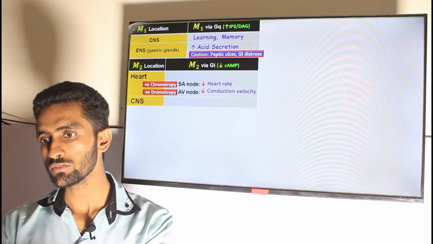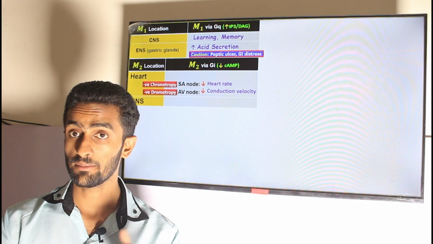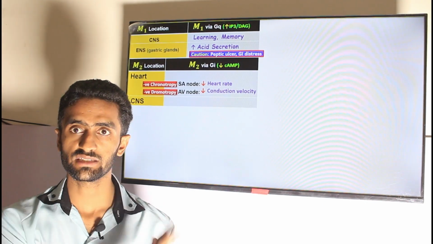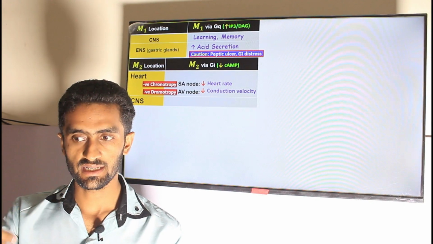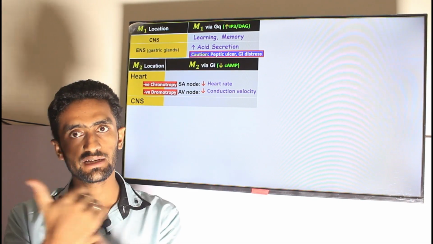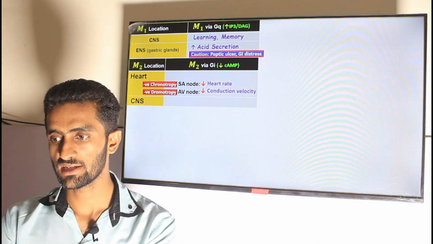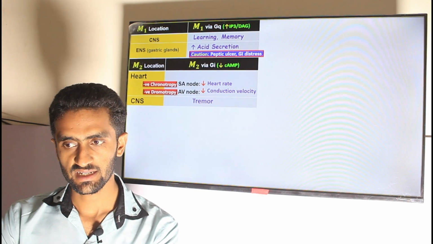Okay, so they are not present in the myocardium. Just remember, don't confuse with the sympathetic, which is present in the SA node, AV node, and the myocardium. So in the upcoming slide you will see. In the CNS they cause the tremor.